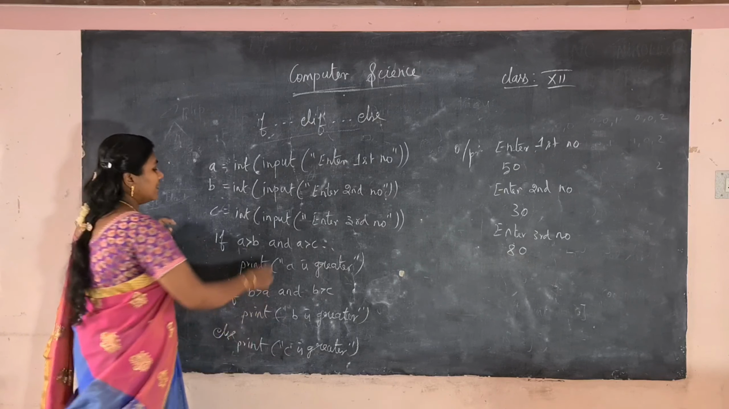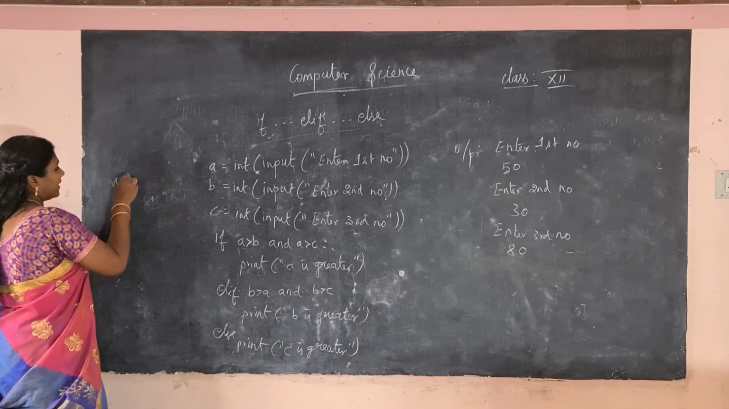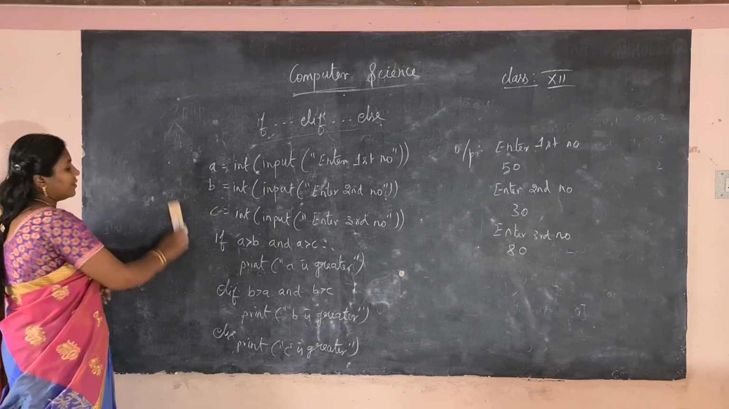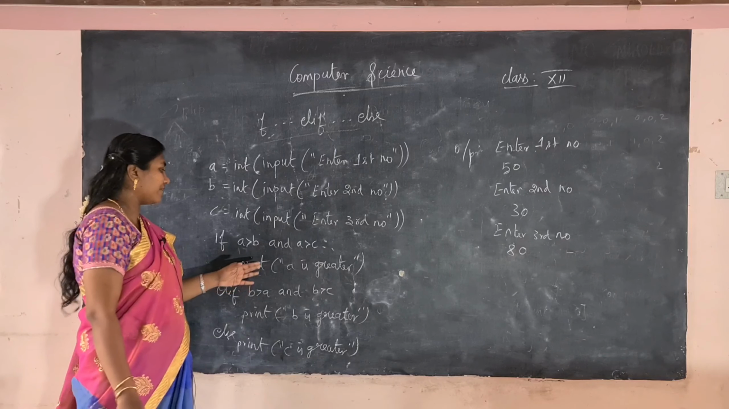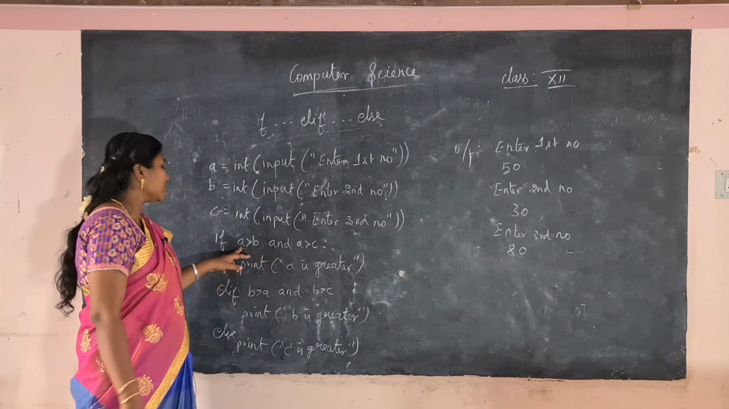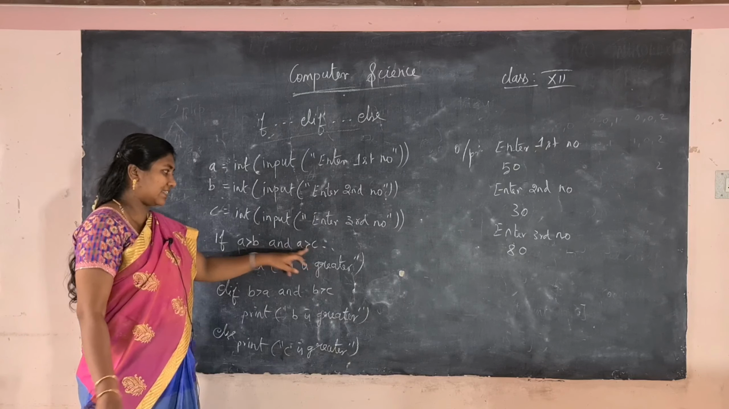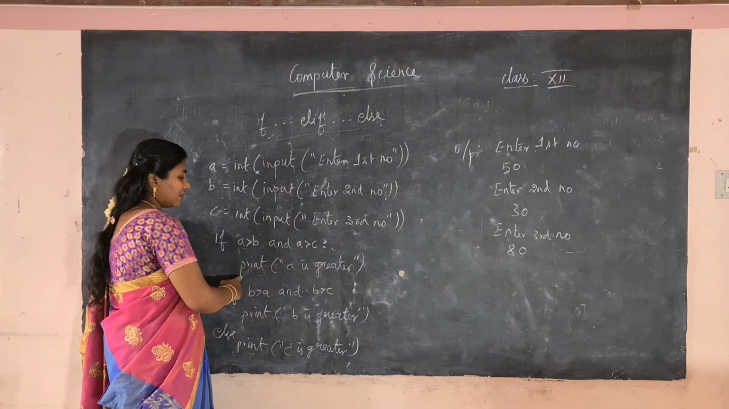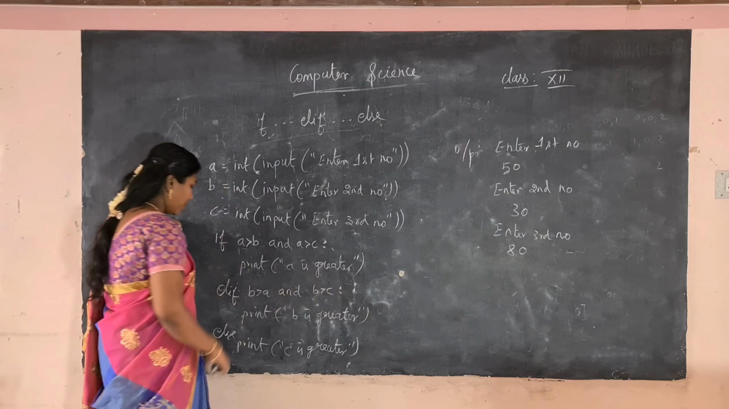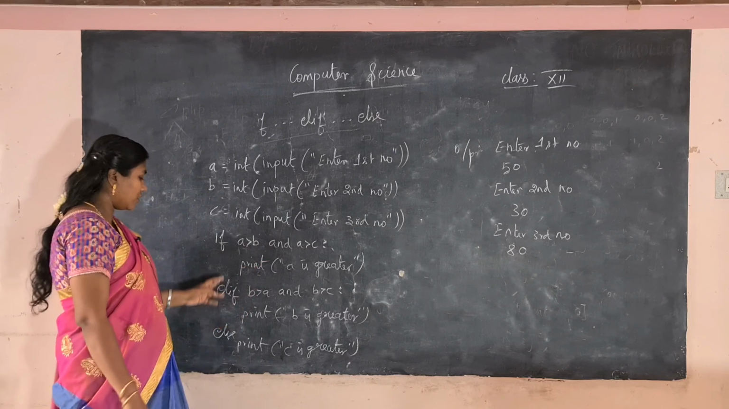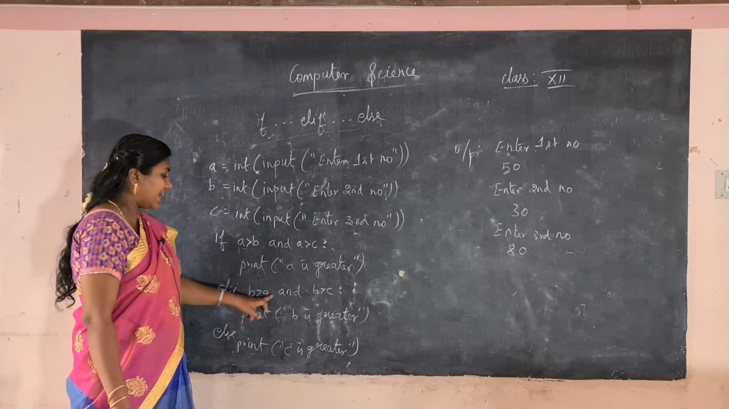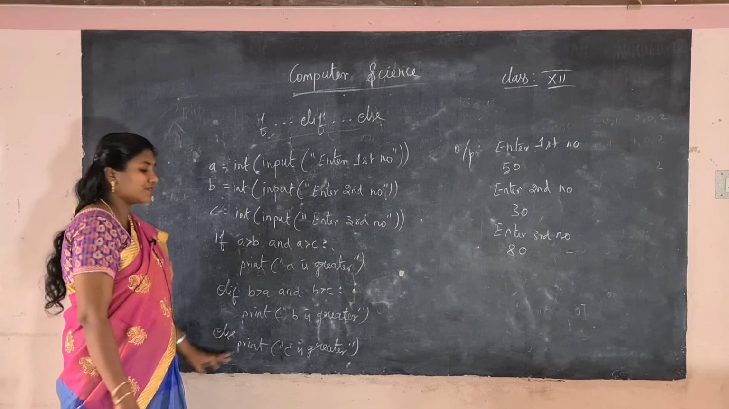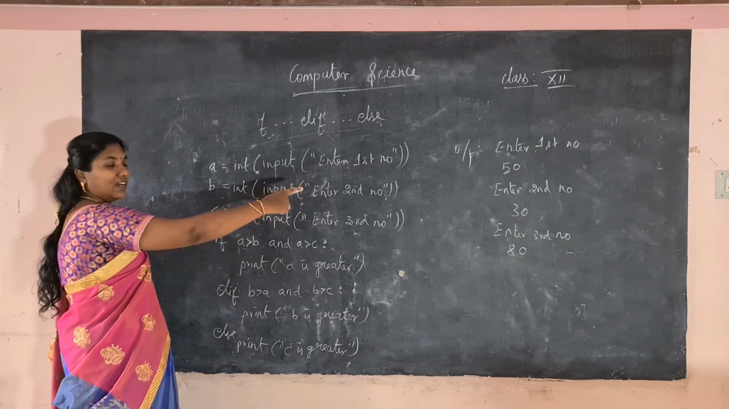In C++ we will be giving A greater than B with symbols, but in Python, as it is similar to the English language, we will be giving the word AND. So A greater than B and A greater than C, and then comes the colon. If both are true, then it will print A is greater. And the second one, else if not so, it goes to the second condition, B greater than A and B greater than C, colon, print B is greater, else print C is greater. So now let us check with our data.